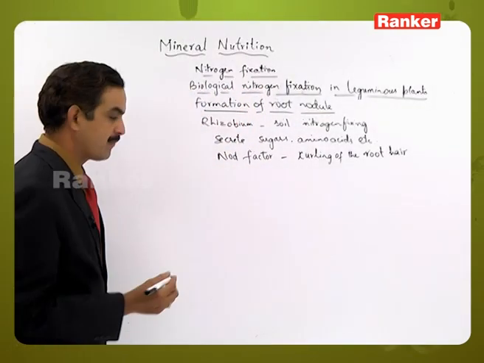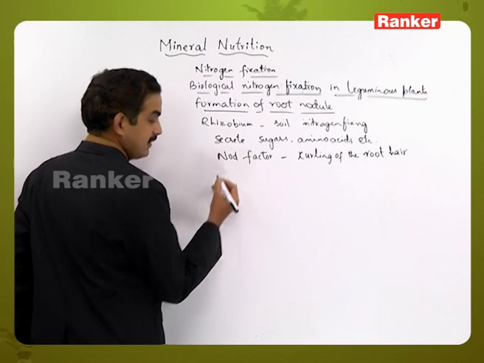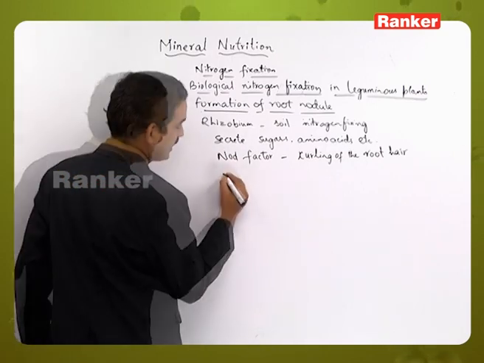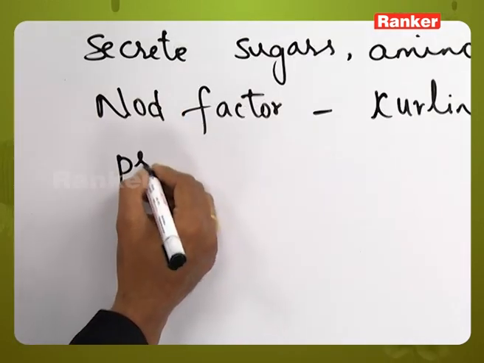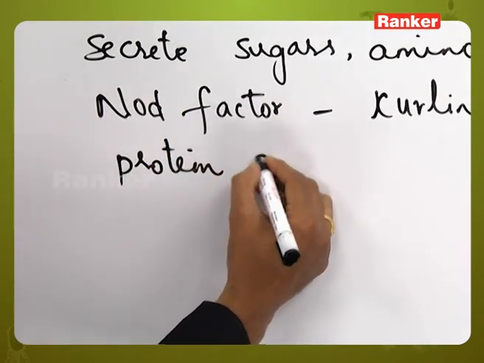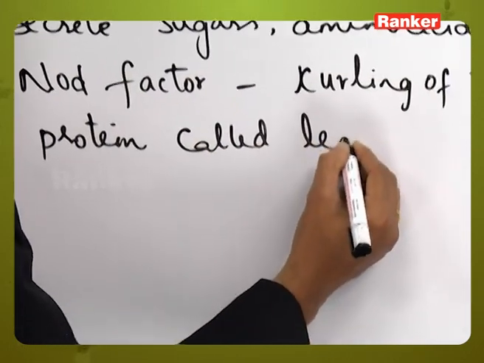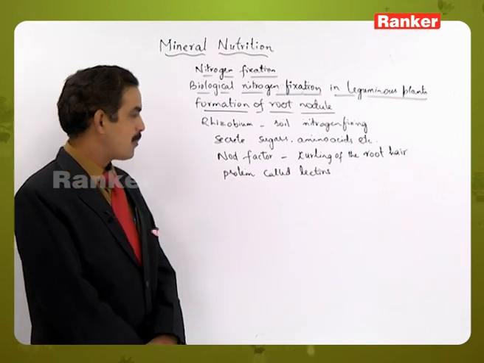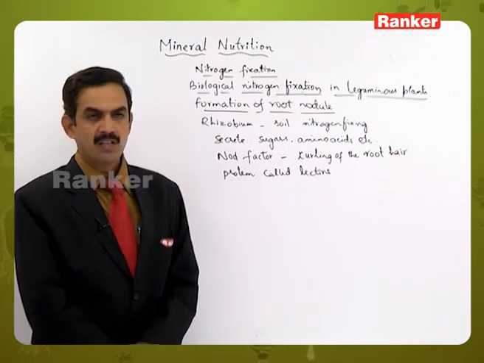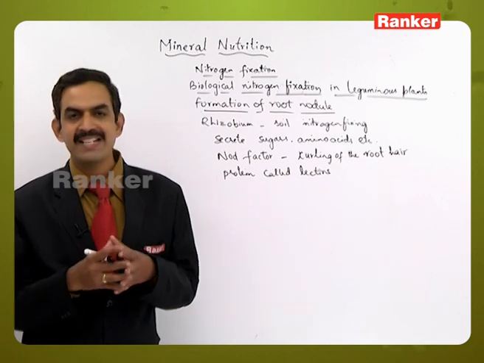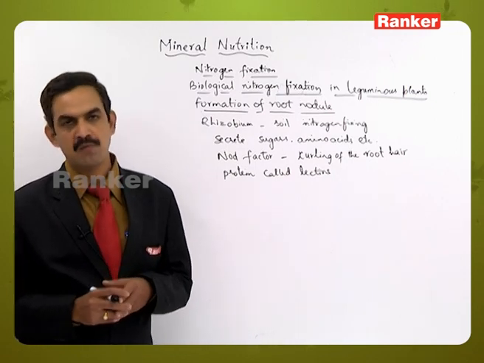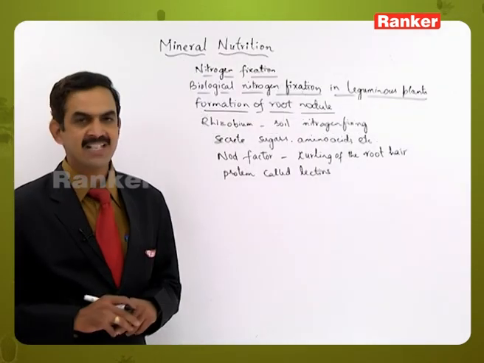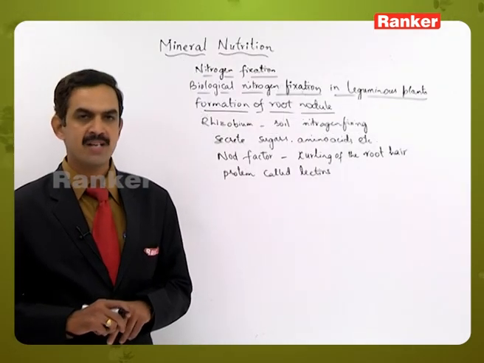curling of the root hair, and here the specific strains of the bacteria are being attracted because of a special protein called lectins. The specific strains of this Rhizobium will be attracted so that they form some sort of binding with the root hairs of leguminous plants. That is because of the secretion of special proteins called lectins by the roots of leguminous plants.